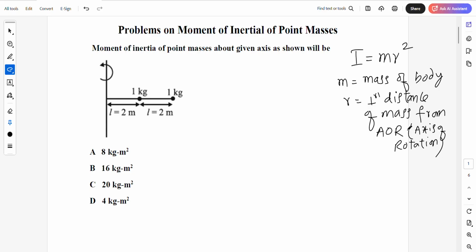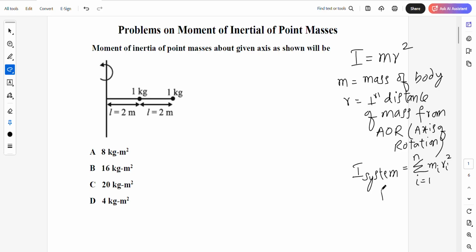This is for a single mass. If we have a system of masses, I can write that as I system. If we have more than one mass, that is given by m_i r_i whole square, where i is equal to 1 to n. If there are n masses, the moment of inertia of the system is given by summation of i equal to 1 to n, m_i r_i whole square.